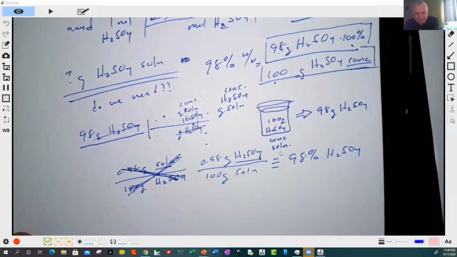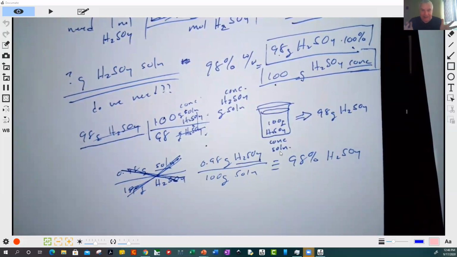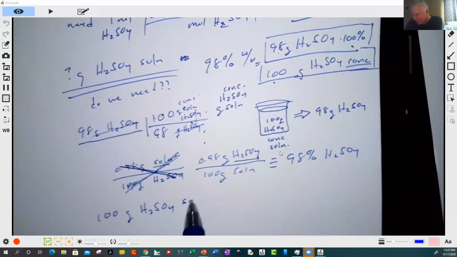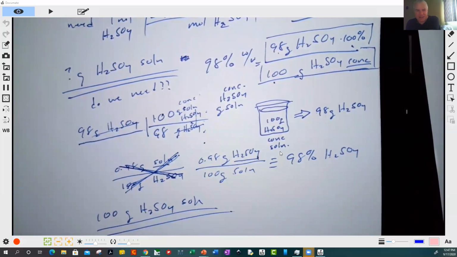Giselle, you want to take over? It's 0.98. Oh wait, 100 grams over 98. Yes, it's 100 over 98 exactly. Not 0.98, but 100 over 98. Does that make sense? You guys are like a tag team. Jorge goes out and grabs the leg and gets smashed, and then Giselle comes and dives off the ropes. Excellent. So this is where it's kind of easy. 100 grams of H2SO4 solution is how much we actually need.